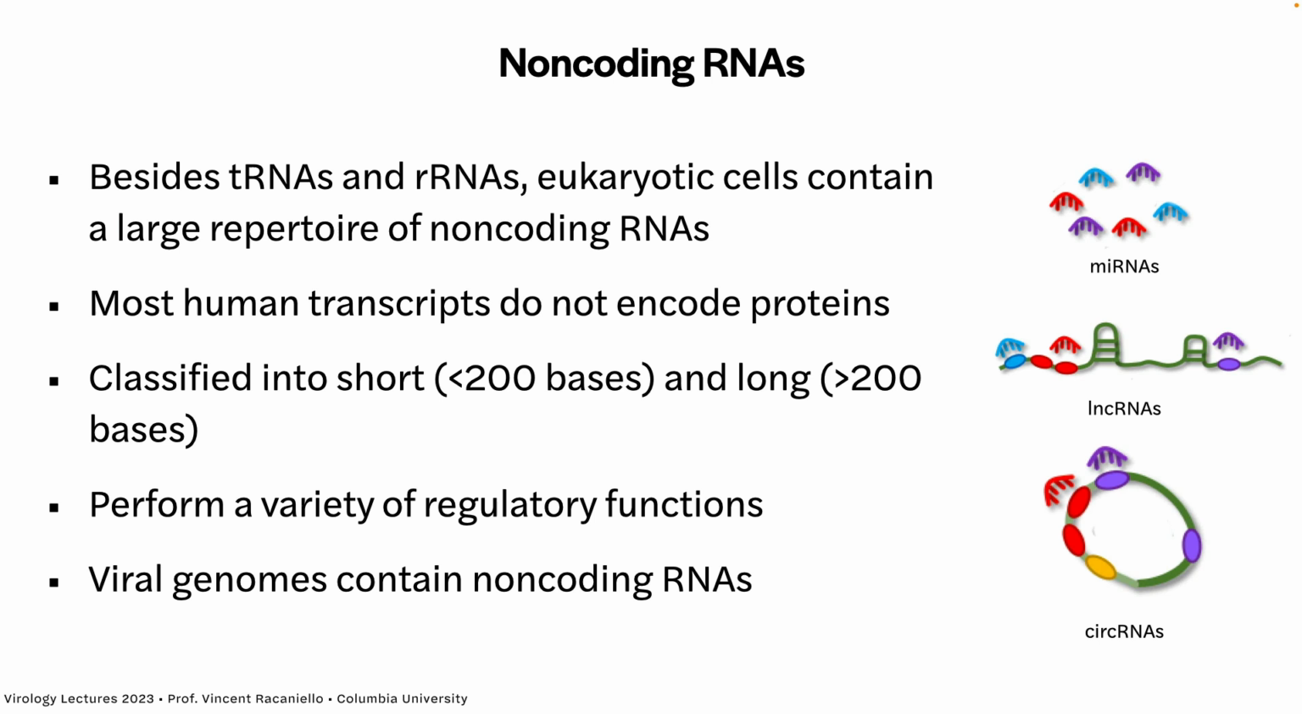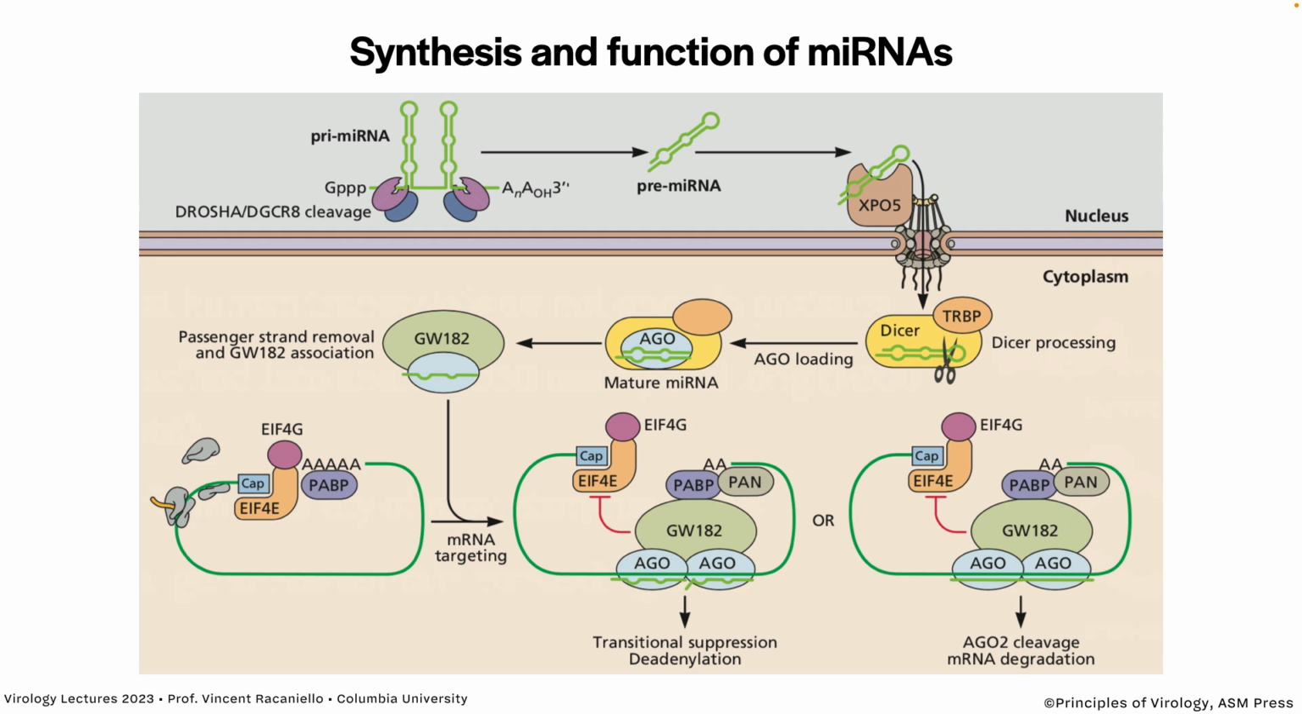These have a regulatory role. They're produced beginning in the nucleus by the transcription by Pol II of a long RNA that's then cut up by enzymes, exported and linked to a silencing complex, which will then target an mRNA that matches with the sequence of that microRNA. And so the targeting can translationally suppress. This should be translational suppression, not transitional. You can suppress translation by the binding of these microRNAs, or you can actually degrade the RNA. So cells make these to regulate their own gene expression. They sometimes do it to regulate viruses, and viruses make them as well.